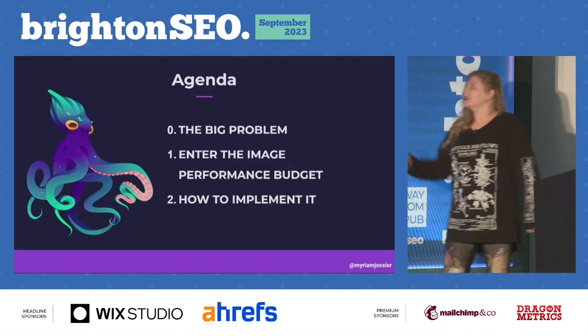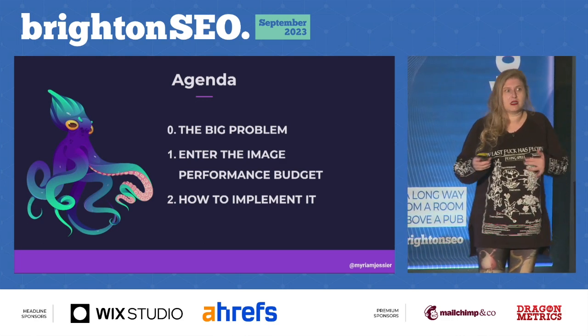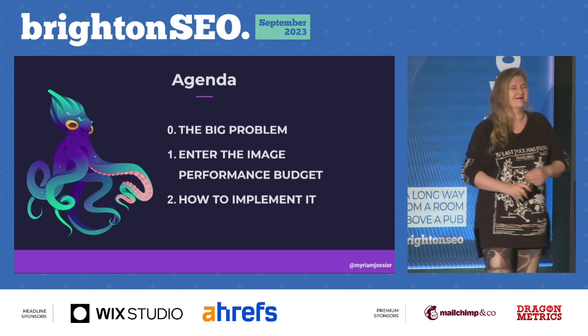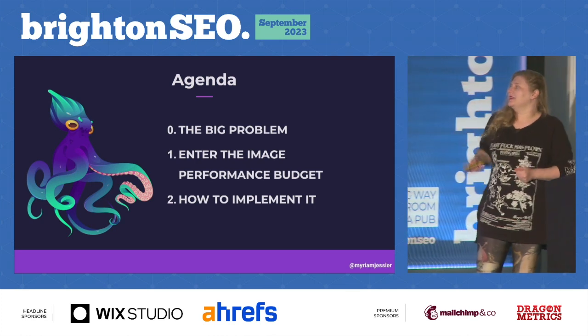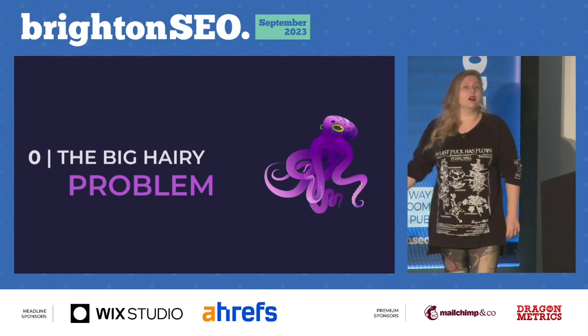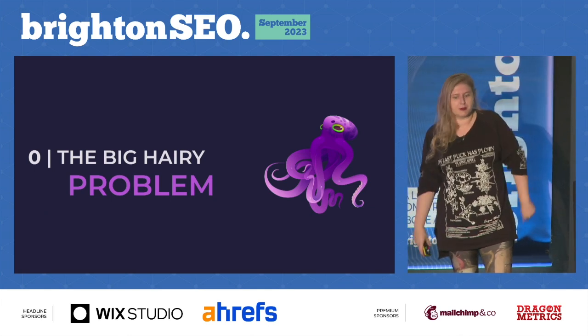Oh, so agenda, the big problem we're going to be talking about. If you're here, it's not that there is no problem. Nobody ever wakes up in the morning going, let's banish image bloat. Second thing is, enter image performance budget, and the last one is how to implement it, because I love concepts. They're great. Theory is great. Practice is how we make money. So let's talk about practice too.